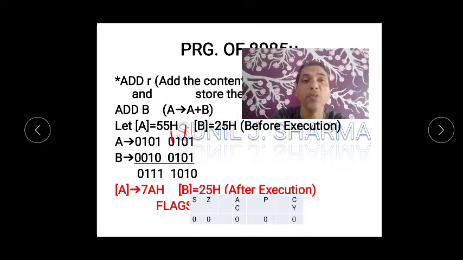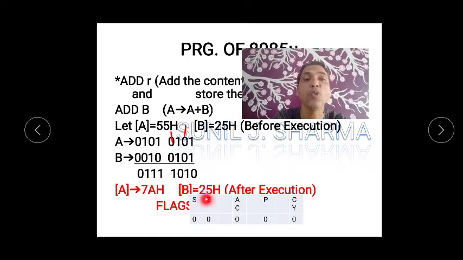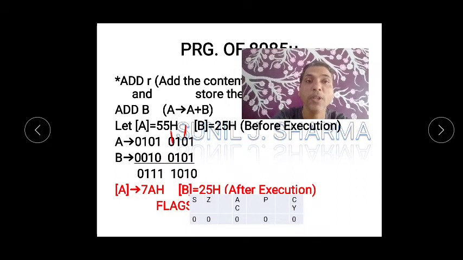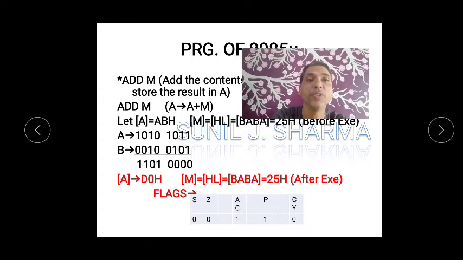Then zero flag: all the 8 bits are not 0, that's why it is 0 only. And sign means the 8th bit, the MSB, most significant bit. This is 0, that means it is positive, so your sign flag is positive. Remember that if you don't draw the flag, you will lose the marks. You have to write the result, draw the flag, and indicate the flags also.